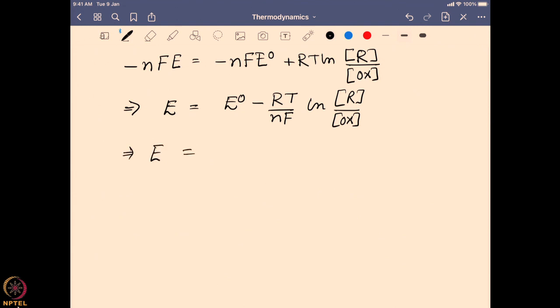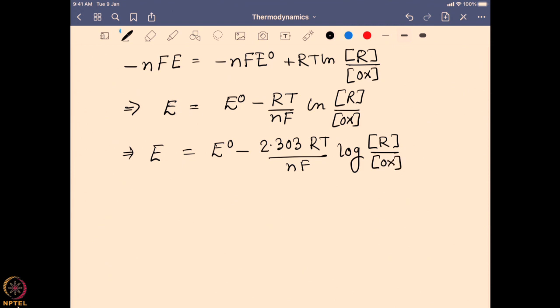We go a little bit further, E equal to E naught minus 2.303 RT by nF, and I am changing this from the natural log to the log to the base 10, this factor. And over here, this value can be further simplified: R is the universal gas constant, T is the absolute temperature, and if we consider 25 degrees centigrade, T is 298 Kelvin. We bring it all together to this particular value divided by n, where we also use F equal to 1 Faraday, which is also a constant, times log of reduced divided by oxidant.